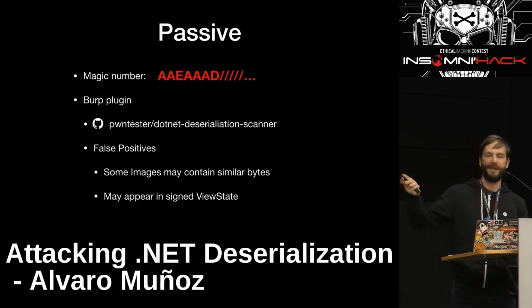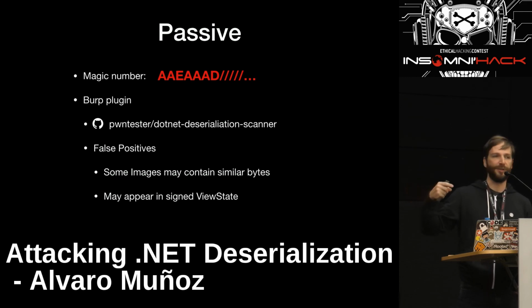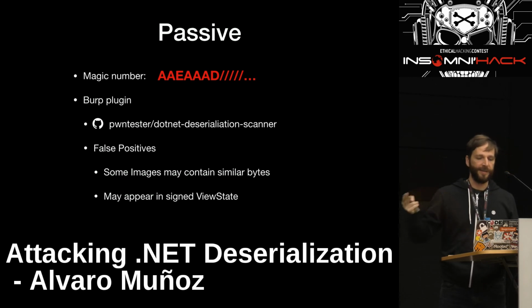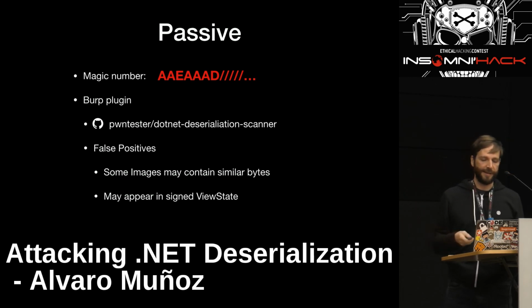Then, well, I wrote a very simple plugin for Burp that I released today. It's very simple. It doesn't mean to be very accurate, so it has some false positives because this magic number can appear in images, for example, or it may report a ViewState that contains serialized data, but then it's signed, so you cannot change that without the server realizing. But yeah, it detects different magic numbers, not just the BinaryFormatter one, and different encodings, not just base64. So it's kind of useful to detect vulnerabilities like the Azure one or some others.